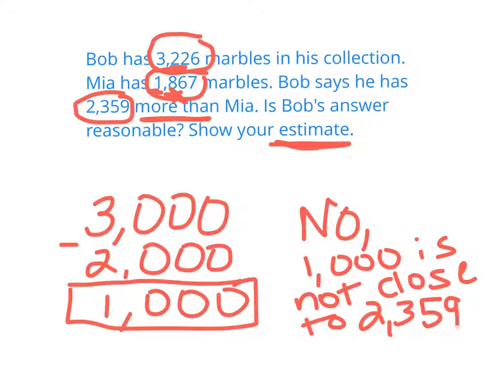2,359. Okay, so every time you go to subtract, you can round off the answer in your mind or on a piece of paper and think about, is that answer reasonable? Does it make sense? In this case, it does not, because the answer is too high, and it looks like maybe he forgot to ungroup 1,000, and that's why his answer was off. So always make sure that you check over your work with rounding and estimating to check for an answer's reasonableness. I will see you in class tomorrow.